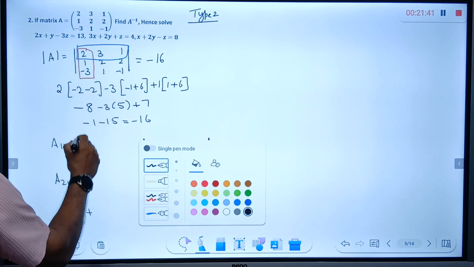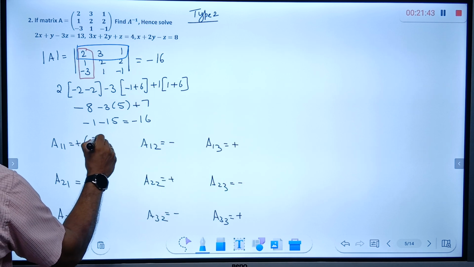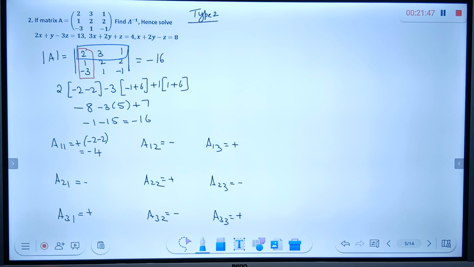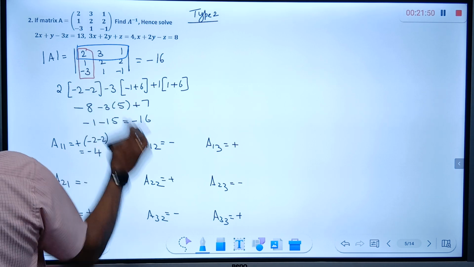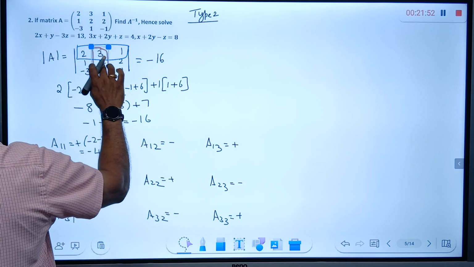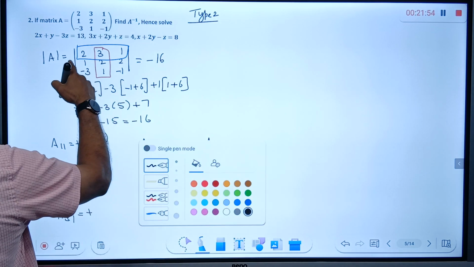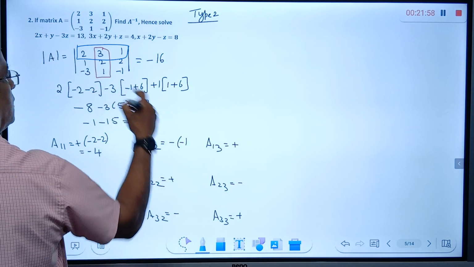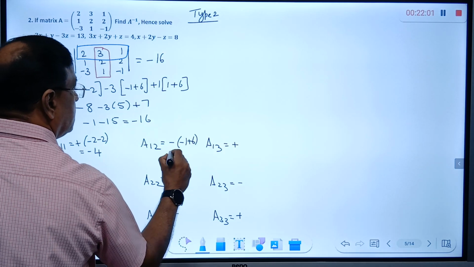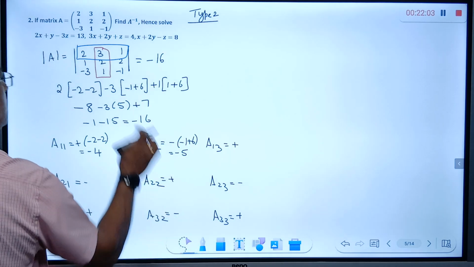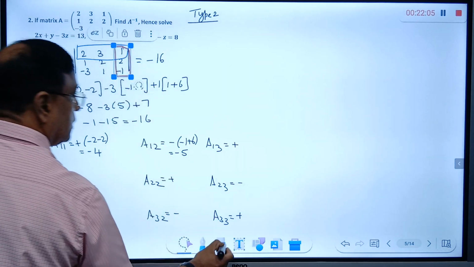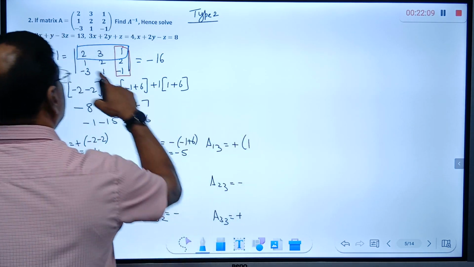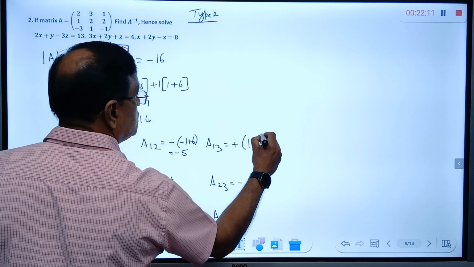What do you get? This is minus 2 minus 2, therefore it is minus 4. And then what's the next one? The next will be minus 1 plus 6, therefore it is minus 5. Let's move on to the next one. What do you get? It will be 1 plus 6, which is 7.